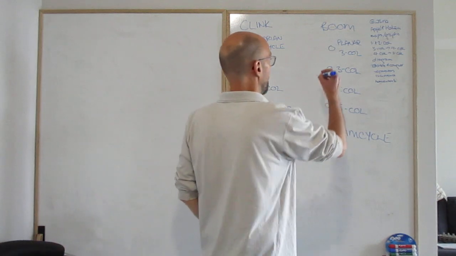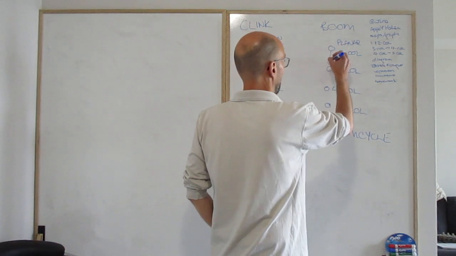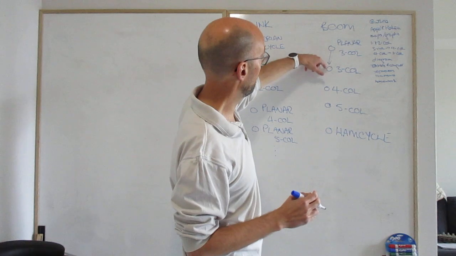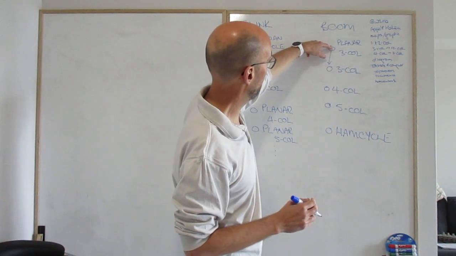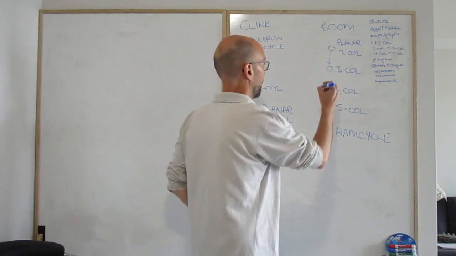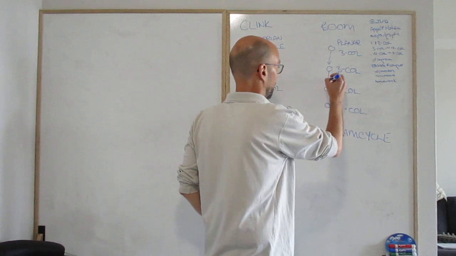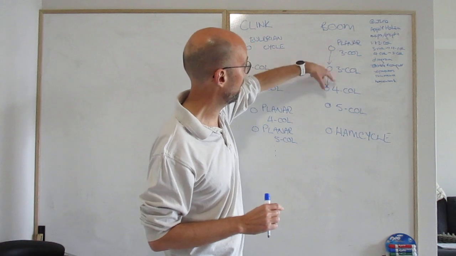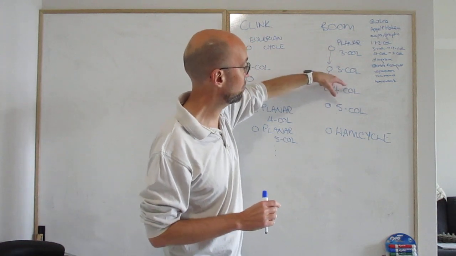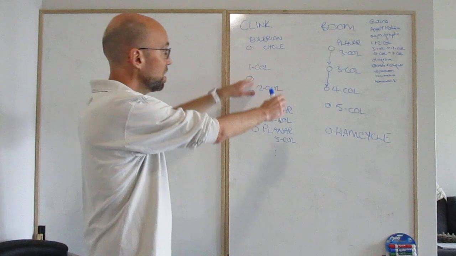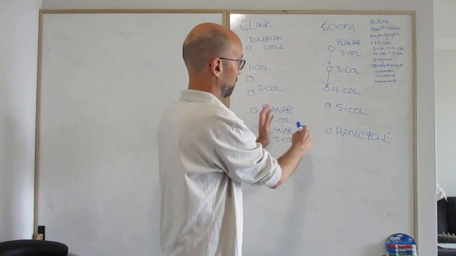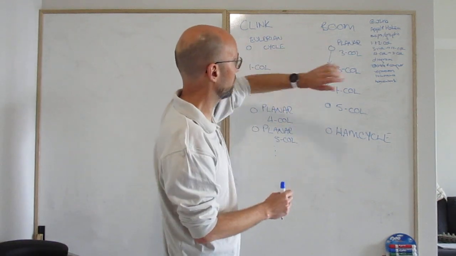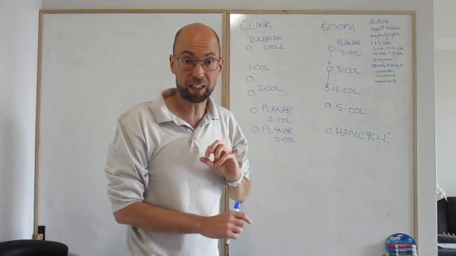So I'm going to say planar 3-colorability, if you can solve this, you can solve this, right? So I'm drawing the arrows this way because I'm taking an instance of this and turning it into an instance of this. I had G, which is an instance of 3-colorability, and I turn it into an instance of 4-colorability by adding another vertex.